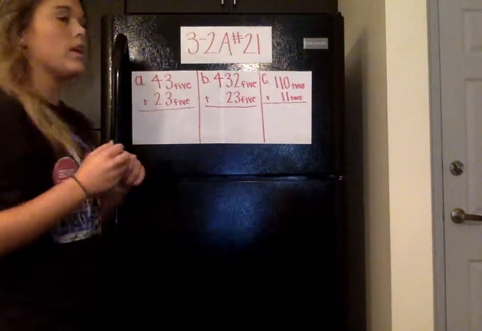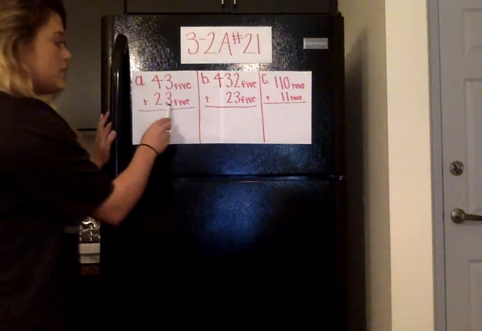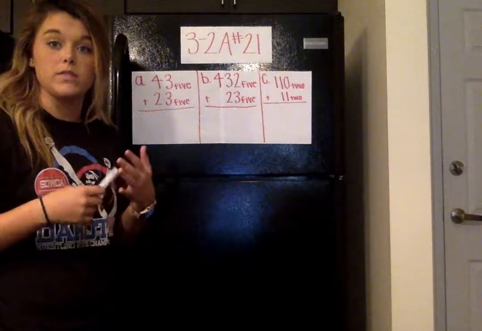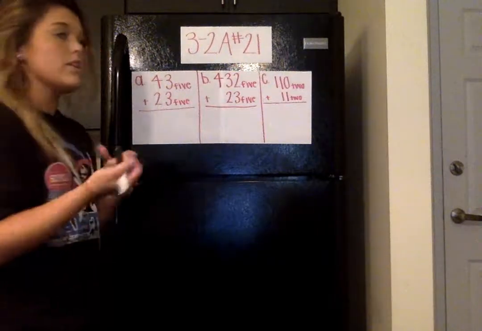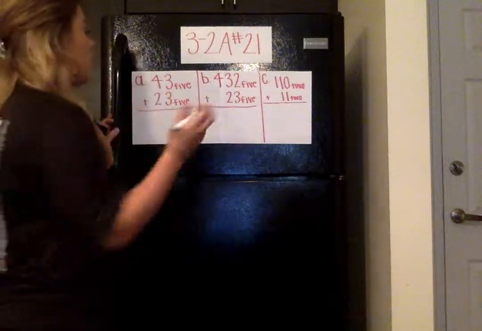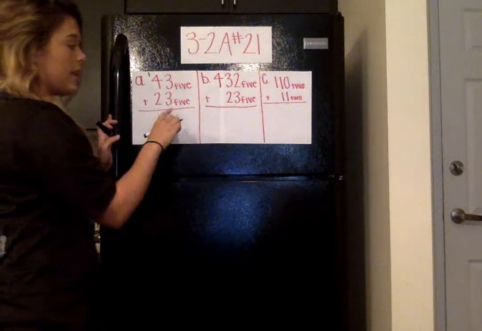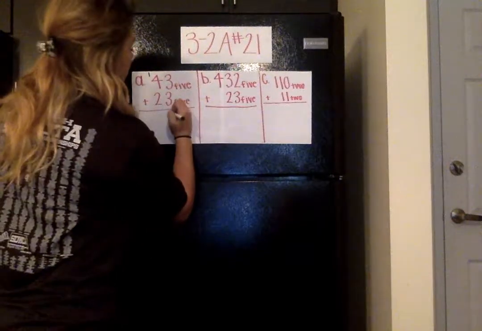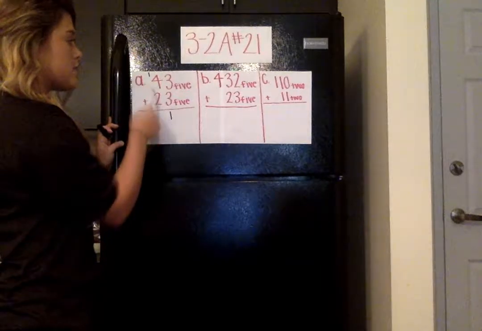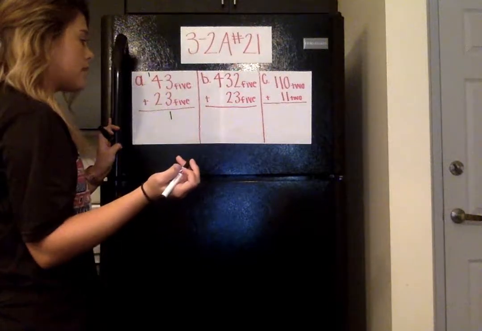So in A, we have 43 in base 5 plus 23 in base 5. So you see 3 plus 3, and that's going to give you 6, which is higher than your base, which is 5. So just like you would do in base ten, you are going to bundle your 5 up and put it in your next place value up here. And then you're still going to have 1 left over, so you're going to leave your 1 below. And then 4 plus 2 is 6, but you also have your other bundle of 5 that was carried over. So that is going to give you 7.